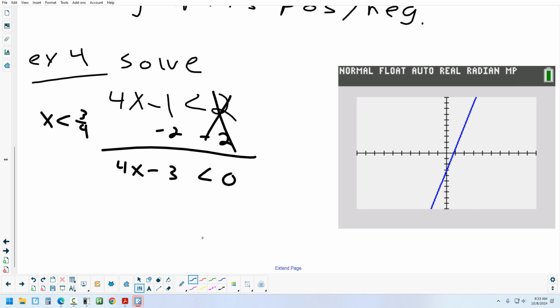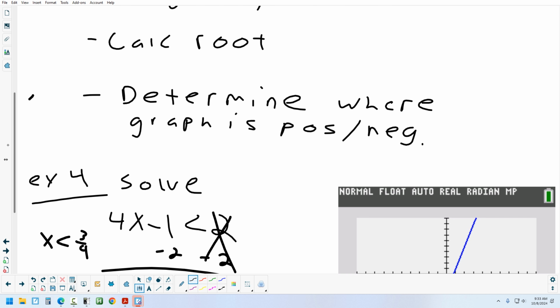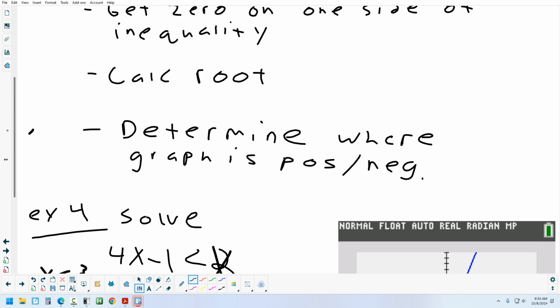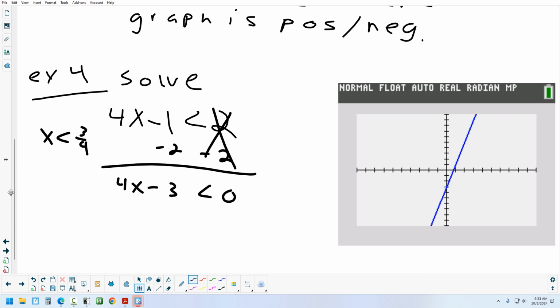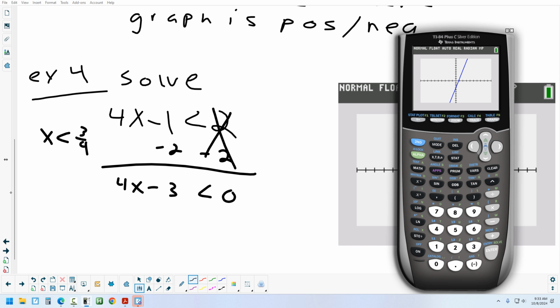And there's our graph. The last thing it says to do is to calculate the root. So remember, to get that, you're going to press second calc, and then it's option 2. And it's going to ask you 3 questions. You've got to pick a point to the left, which in this case means where the y value is negative.